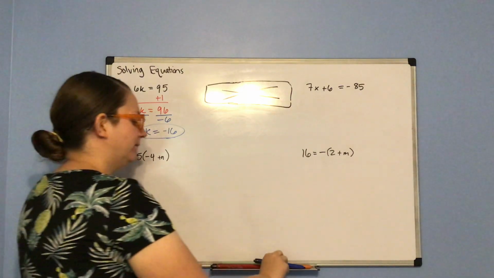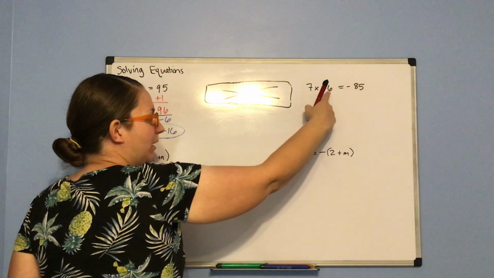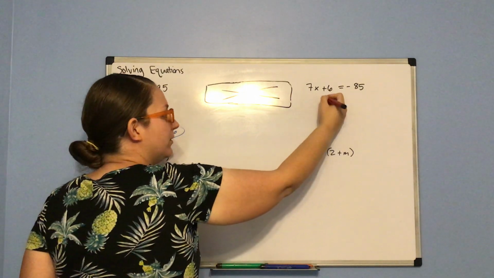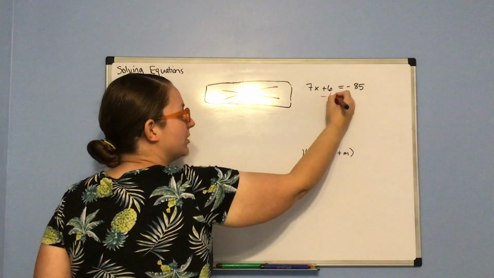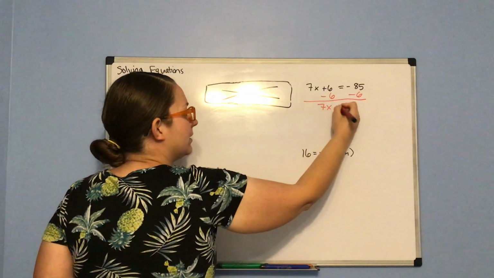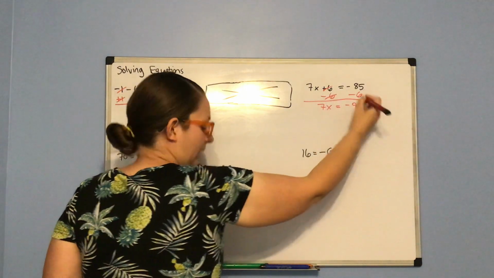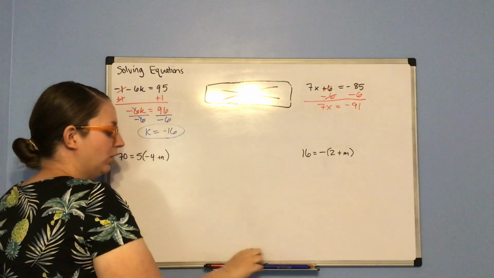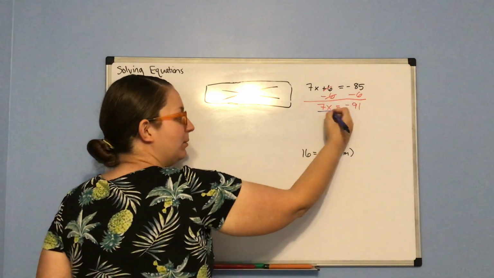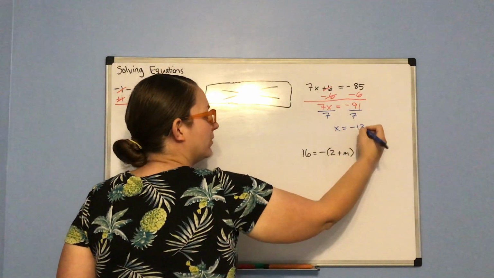Let's try another one. So looking over here, what's happening to x? We are adding 6, and we are multiplying by 7. We undo the add 6 first. The opposite of adding is subtracting. So I'm going to subtract 6 from both sides. That gives me 7x equals, because these cancel, negative 91. Closer. Last thing we do, undo 7 times x. We're going to divide both sides by 7. And we end up with x equals negative 13.